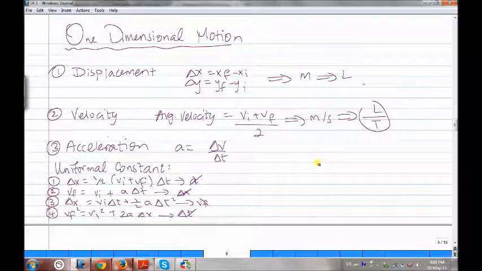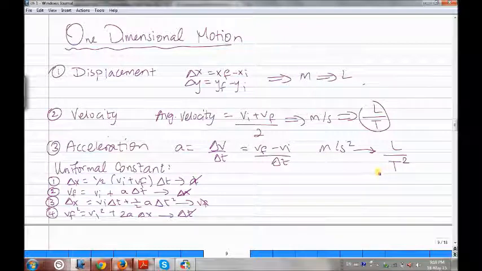And then we have acceleration. Now for the acceleration, we have a equals delta v over delta t, which is vf minus vi over delta t, and the unit is meters per second squared, for which the dimensional analysis is L over T squared. That's the dimensional analysis for acceleration.